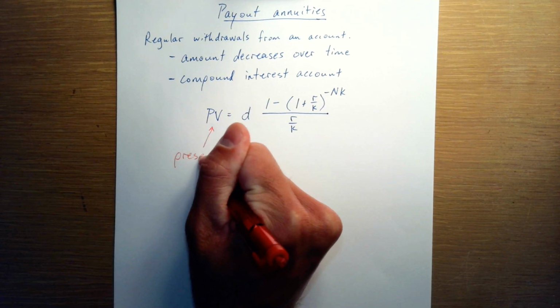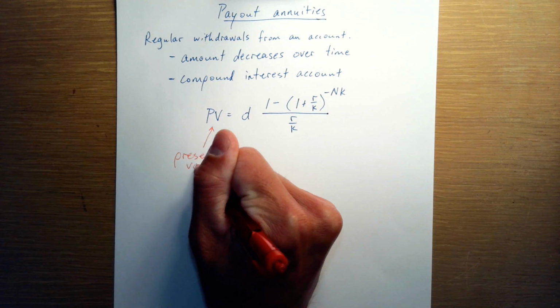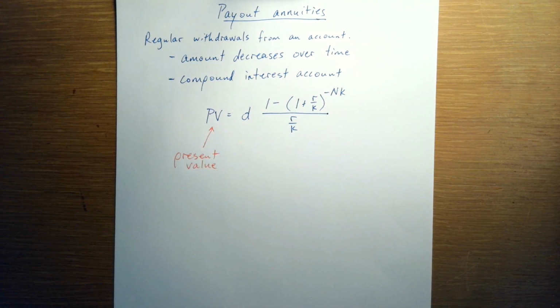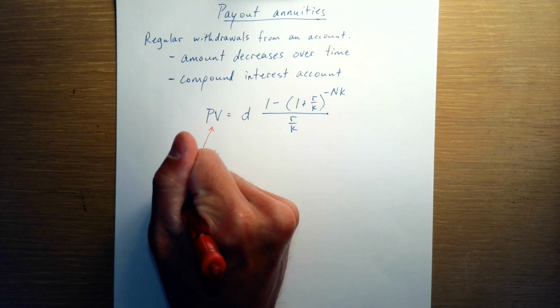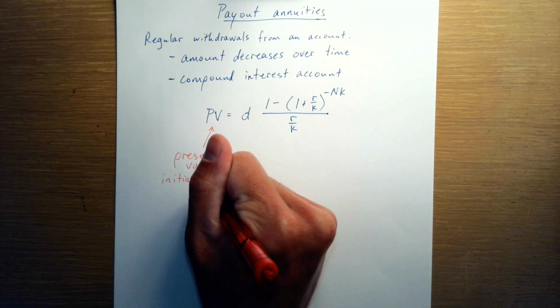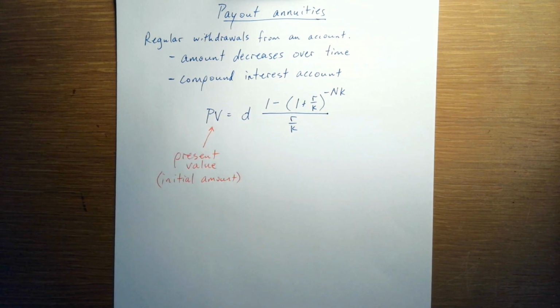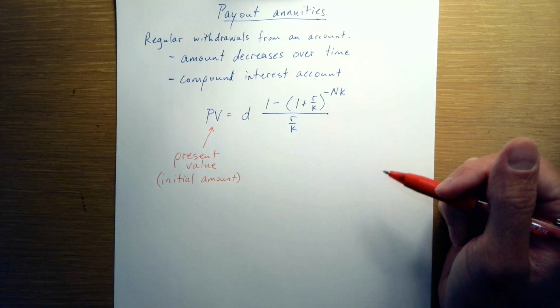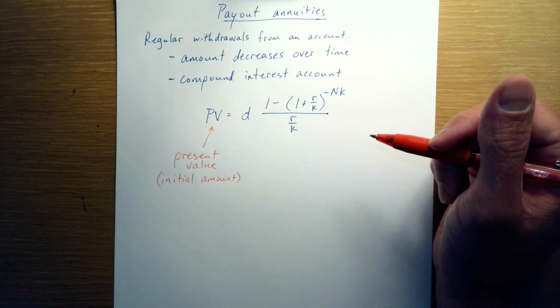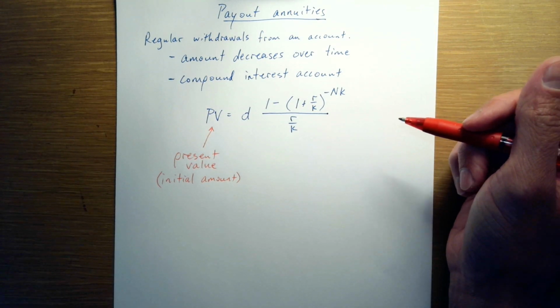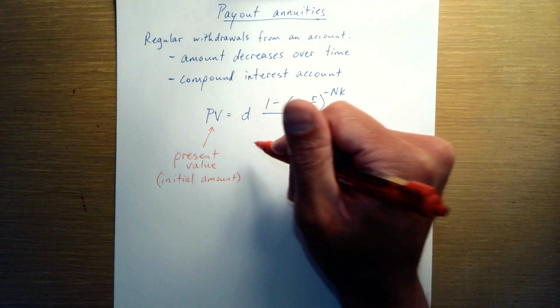This is the present value, or you can think of it as the amount of money that you have at the beginning. So we'll think of this maybe as the initial amount, or PV for present value. The other variables are the same letters used, and they correspond to the same things as in the annuity formula.